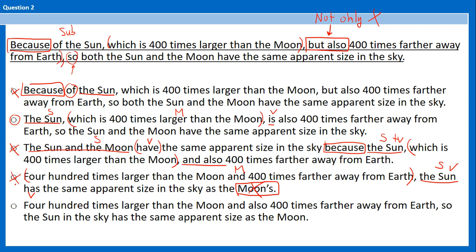Eliminate number 4. And the last one starts with the modifier 400 times larger than the moon and also 400 times farther away from Earth. That should describe the subject. You cannot have the connector so here. It should be the sun. Also, be careful with wordy structures. For example, and also, okay, is usually redundant because they both give the idea of addition, okay? And also, you could use but also, okay?